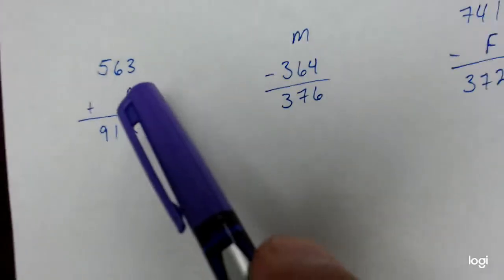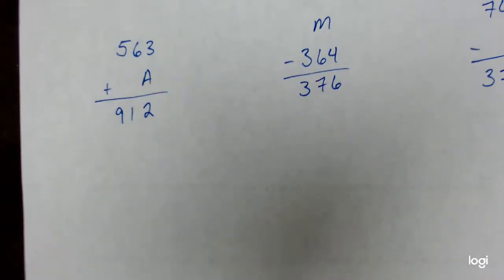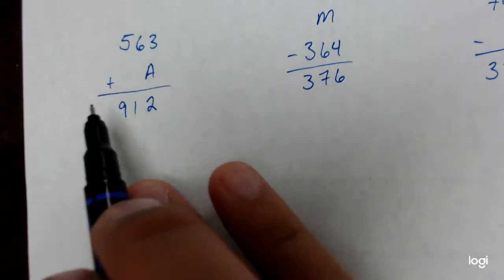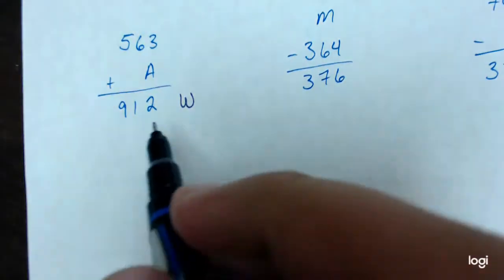So let's look at this first one. I'm trying to find this missing number here. First thing I'm going to do is label these. The biggest number is always the whole, and since it's an addition problem, I know the whole number is going to be on the bottom. So I'm going to put W there. That's the whole number. That makes this a part.